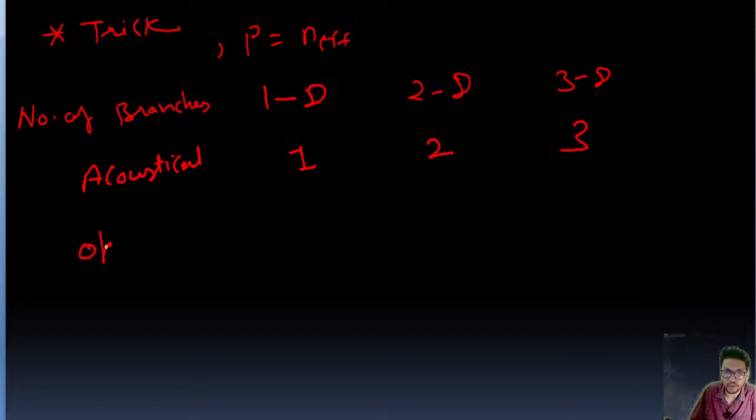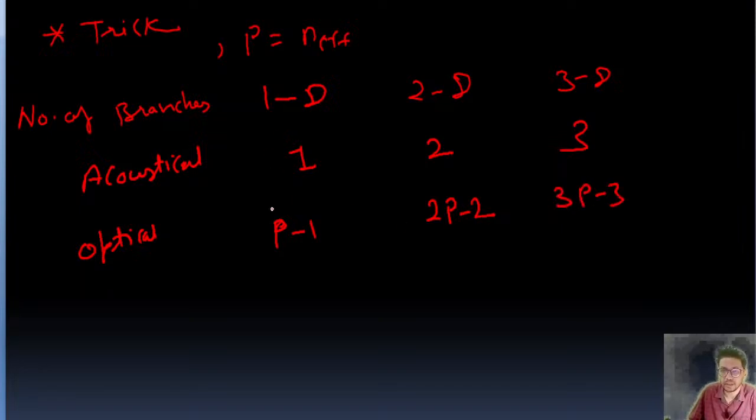But for optical, the number of branches in 1D is P minus 1, guys. P is the effective number of atoms. I'll solve a question, then it will clear your doubt. For optical branches in 2D, the number of optical modes is going to be 2P minus 2. And in 3D, the number of optical branches or modes is going to be 3P minus 3. This is a trick you need to note down, guys. Very important. You can easily solve questions with it.